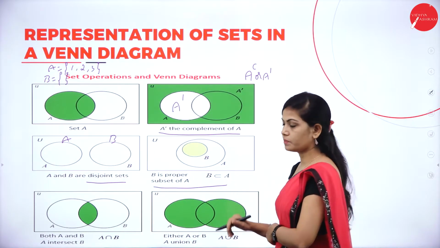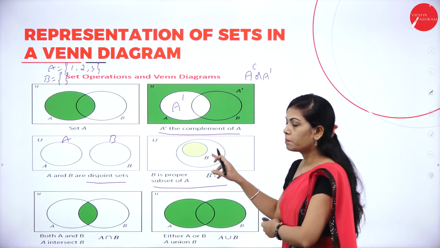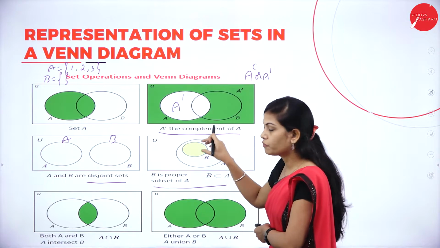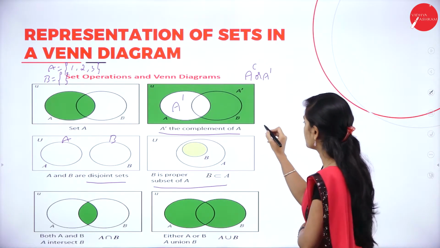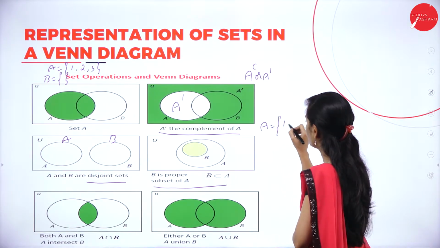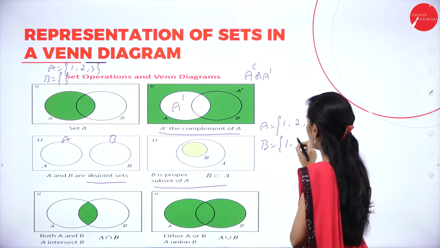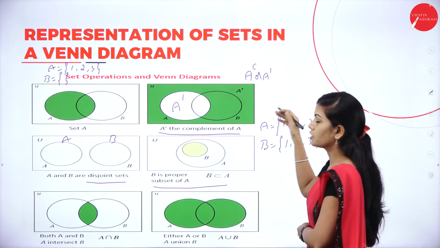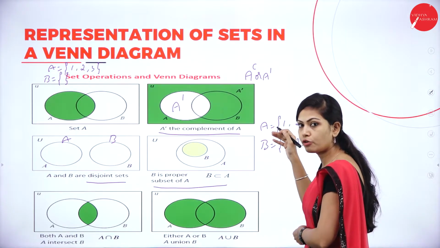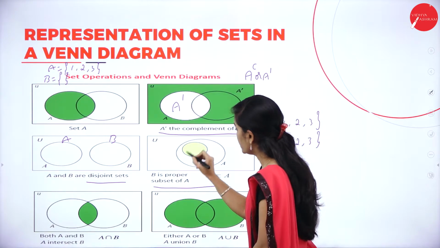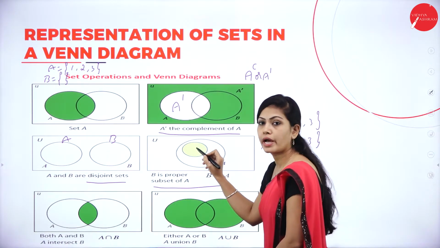Next is subset. What is a proper subset here? Already I have discussed it in my previous session. Proper subset: if all the elements of A are a subset of B, then we can call it a proper subset. Example, A equals 1, 2, 3, B equals 1, 2, 3. If all the elements of B are also elements of A, it is called a proper subset. Here I have 1, 2, 3 in set A, and in B also I have 1, 2, 3.